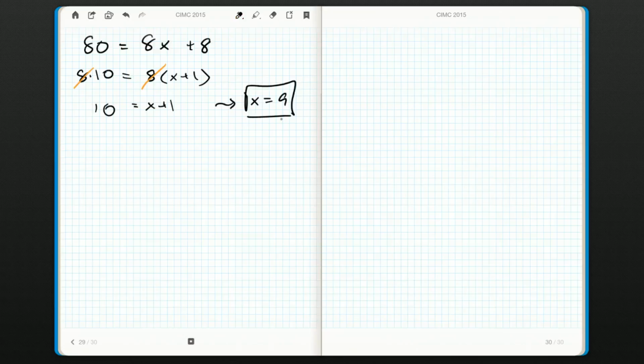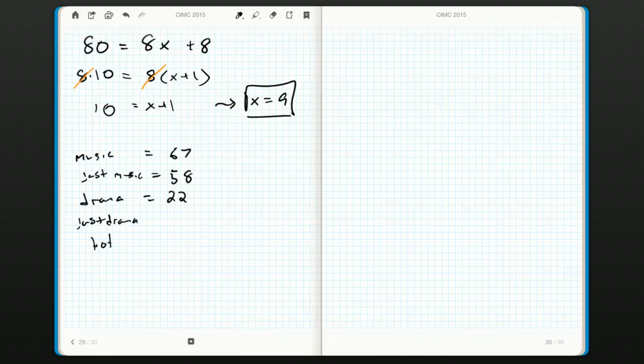How many people are in music in total? That's 6 times 9 plus 13, so that's 54 plus 13. That's going to be 67. So we can do a little check. How many people are in music? That's going to be 67. Just music. We had a formula for that. It was 5x plus 13. So that's 45 plus 13. And that's going to be 58. And drama. That's 3x minus 5. So that's 3 times 9 minus 5. That's 22. Just drama. We know both is going to be 9.